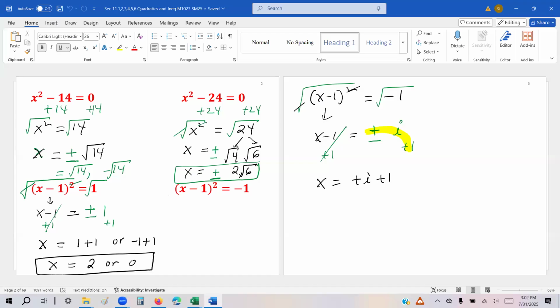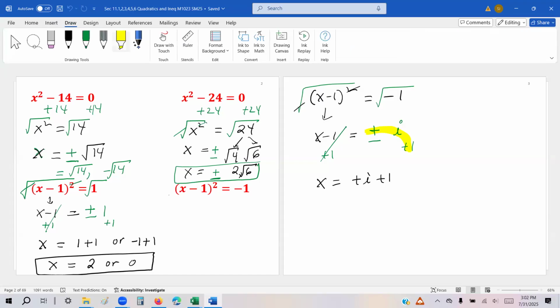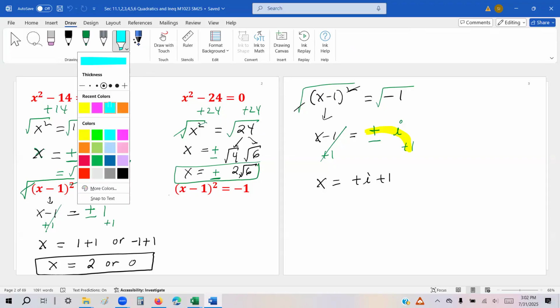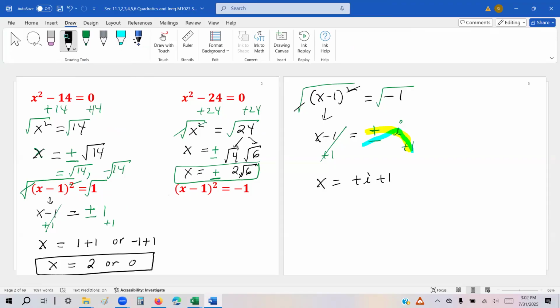So we have either plus i plus 1, or minus i plus 1. Plus minus i means you're adding i and subtracting i. But remember, we cannot have the imaginary number first. So you have to write 1 plus i or 1 minus i. Two answers: 1 plus i, 1 minus i. It cannot be combined because i is a variable.